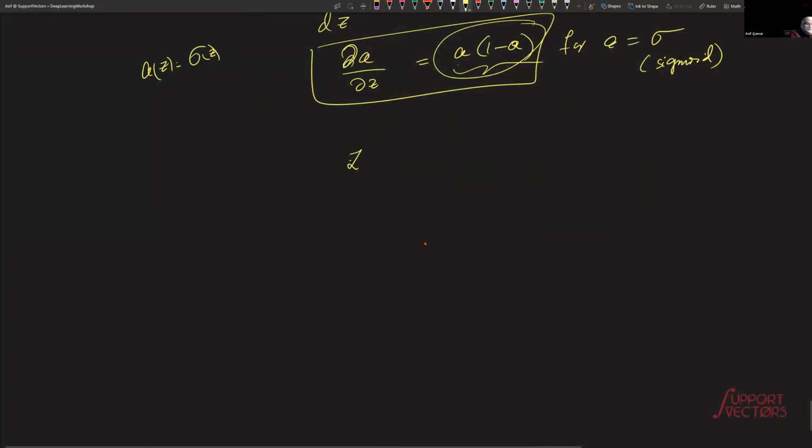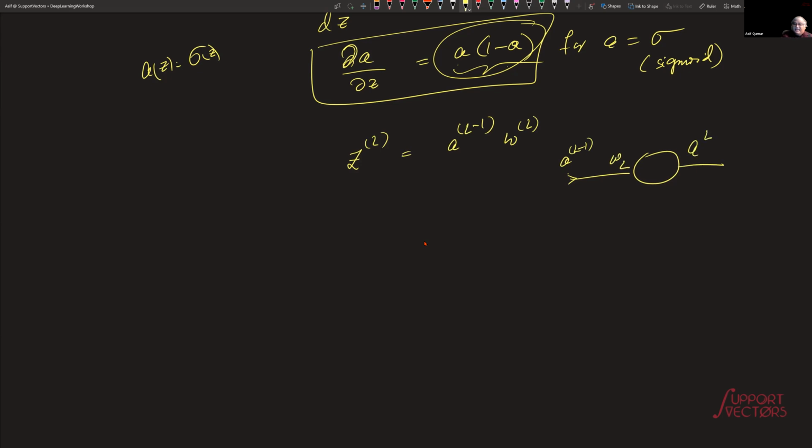Z of the next layer is nothing but, in our simple one chain, activation of the previous layer times the weight of this layer, isn't it? So suppose you have this layer. A from the previous layer is the input. Weight is W L, and activation A L comes out. Are we together? And where did Z L come from? Z L is the activation here. Now, what is the derivative of Z with respect to A?